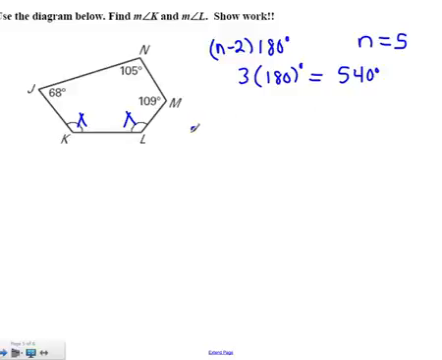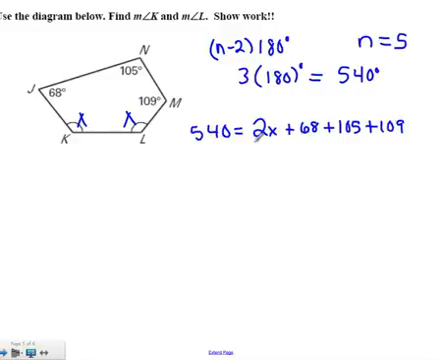So I can say 540 is equal to, and then I'll just add up each of these 5 angles as I go around the triangle, or the pentagon. So I'll say x plus x, which is 2x, plus 68, plus 105, plus 109.